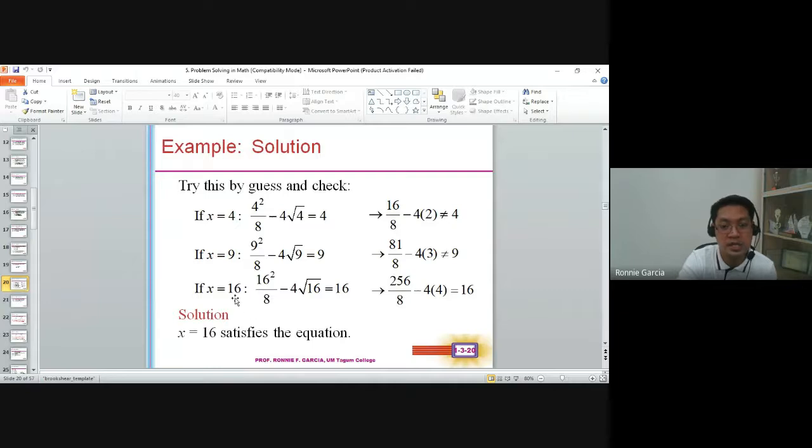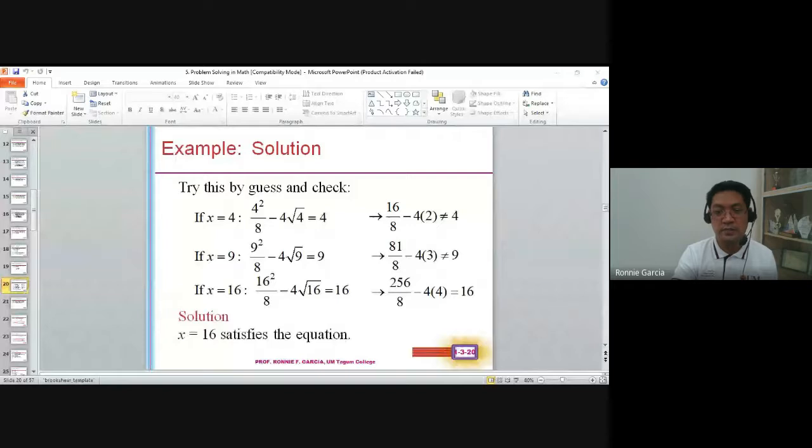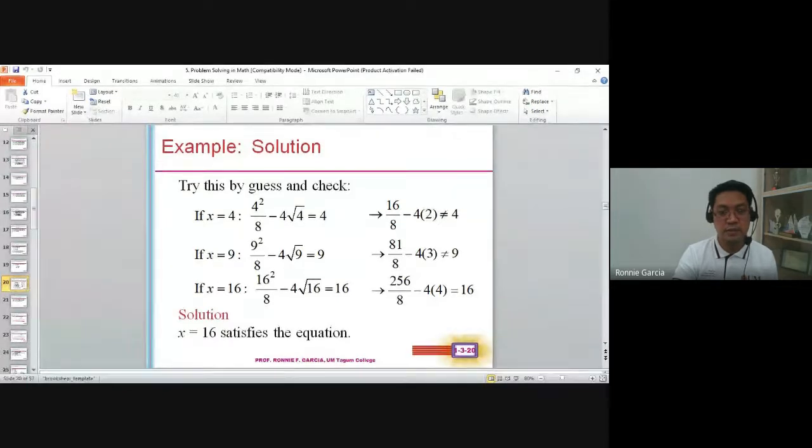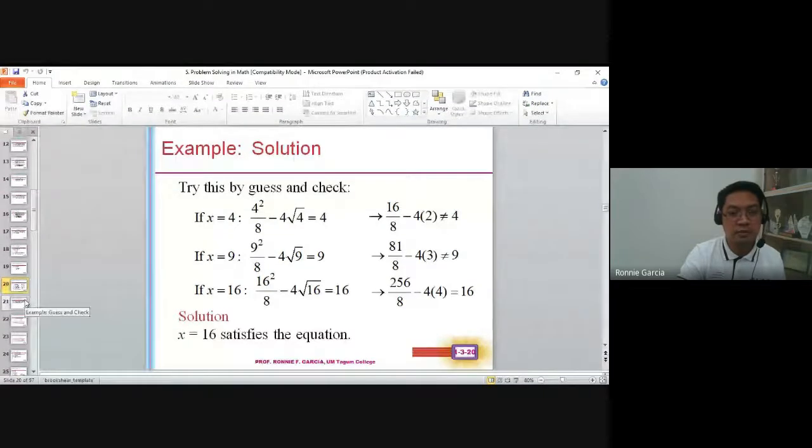Pero pag abot sa 16, imuha siyang ibutang ang 16 dito, substitute nimo mo satisfy siya kay 16 squared divided by 8 minus 4 times square root of 16 is equal to 16. So therefore, the value of x is 16. And nobody got the correct answer for this problem. It's okay. Let's proceed to the next problem.